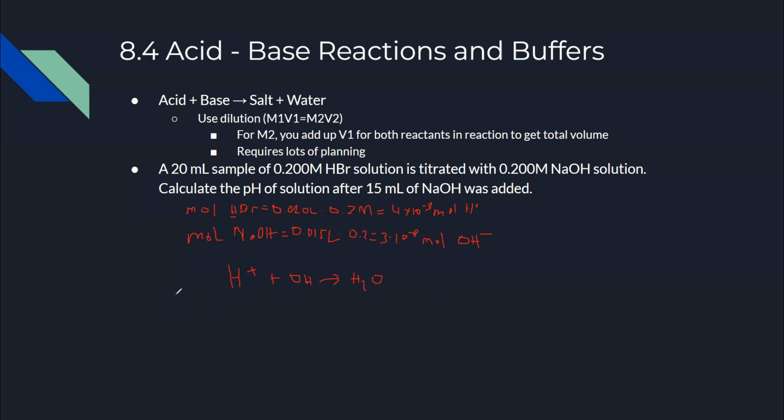And you have before and then after. So before, what you have is 4 times 10 to the negative 3 for H plus, and before for NaOH is 3 times 10 to the negative 3. And so you subtract, and you get 0 for OH minus, because OH is the limiting reactant. And for H plus, you subtract 3 times 10 to the negative 3 from 4 times 10 to the negative 3, and you get 1 times 10 to the negative 3.